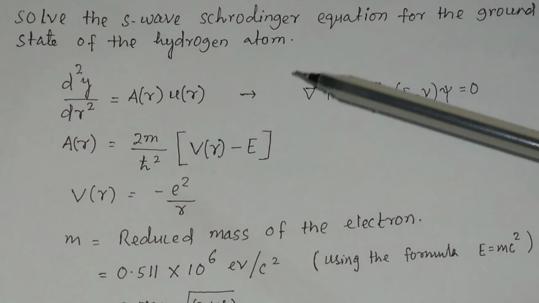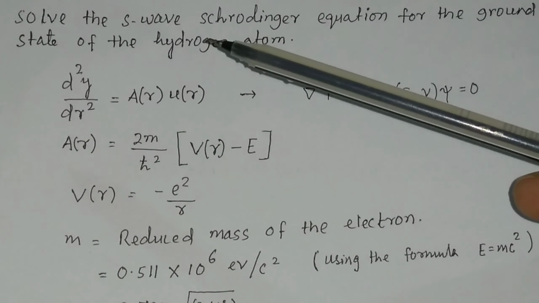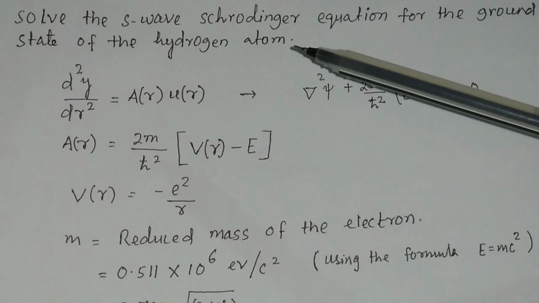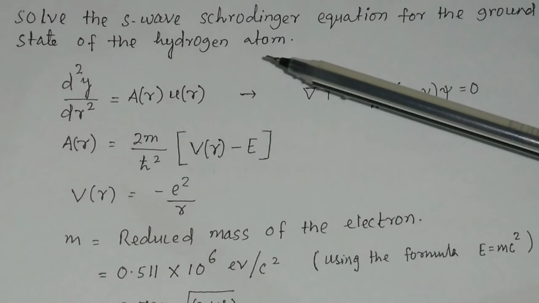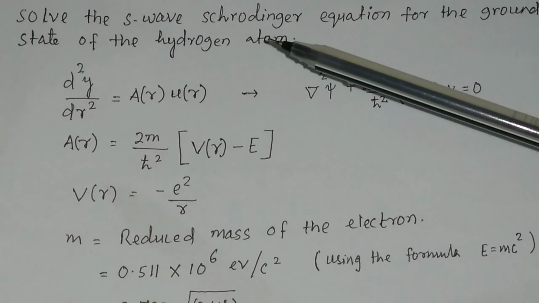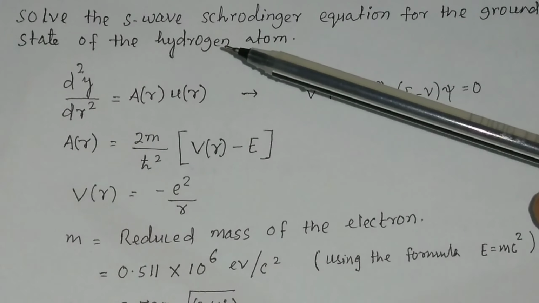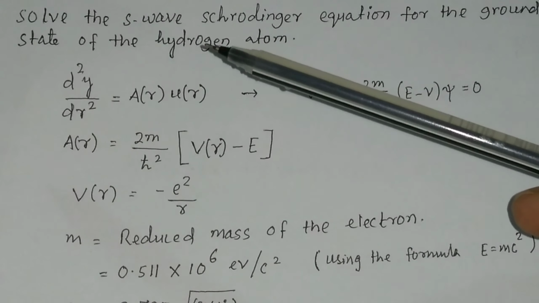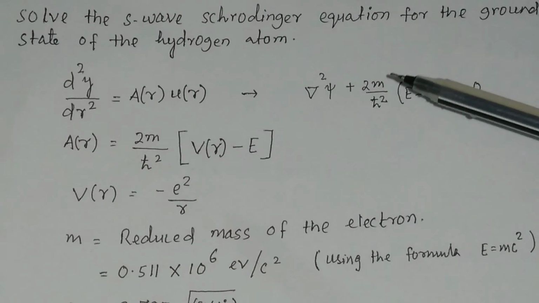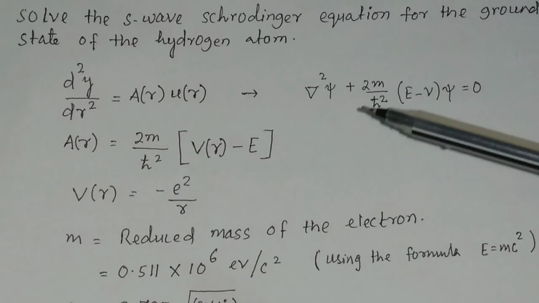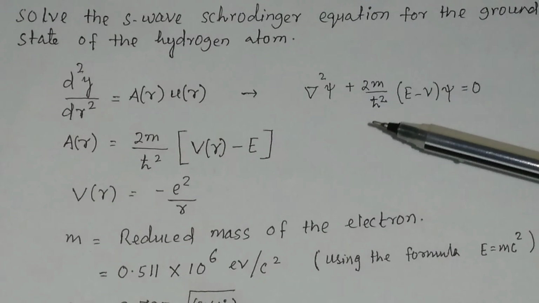In this video, we will discuss how to solve the S-wave Schrodinger equation for the ground state of the hydrogen atom by using Scilab programming. What is S-wave? S-wave means spatial wave. In spatial wave, the Schrodinger wave equation is a function of only space and not time.